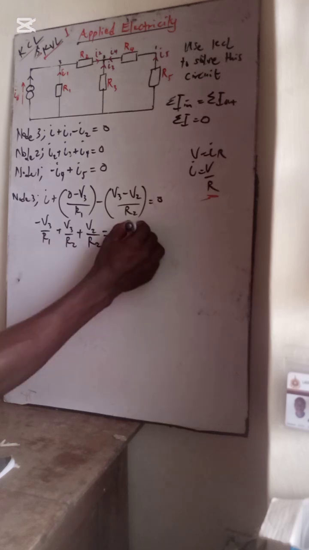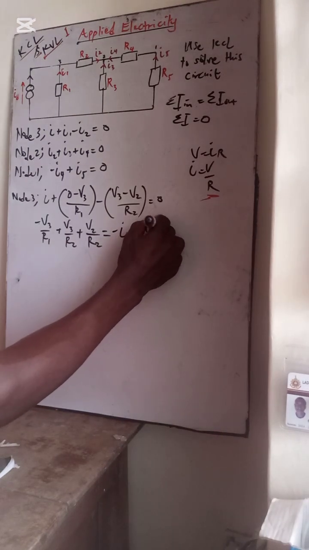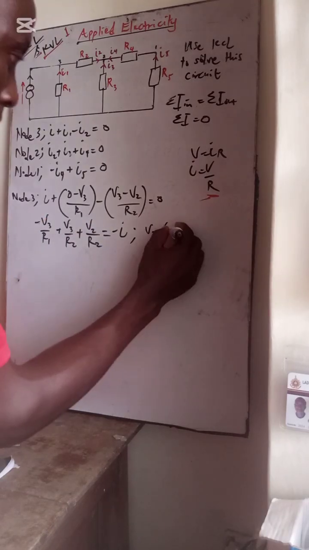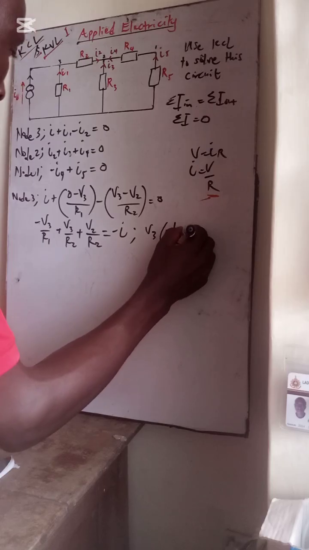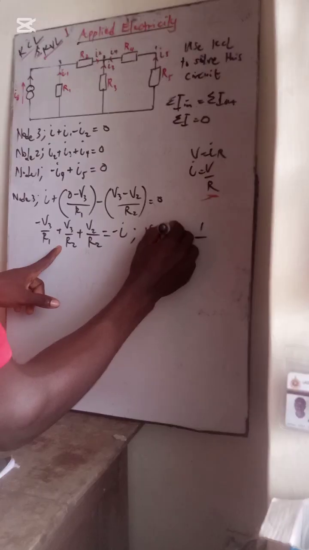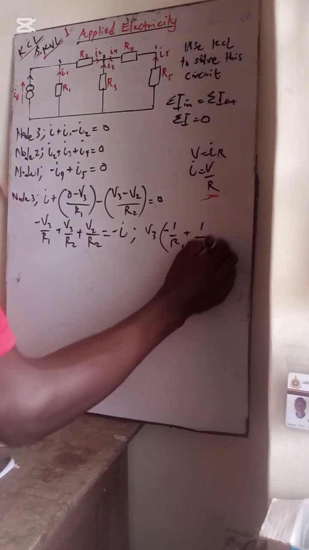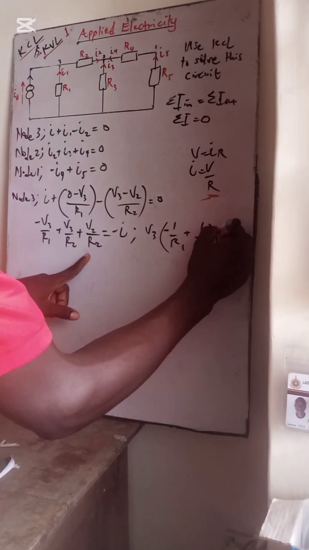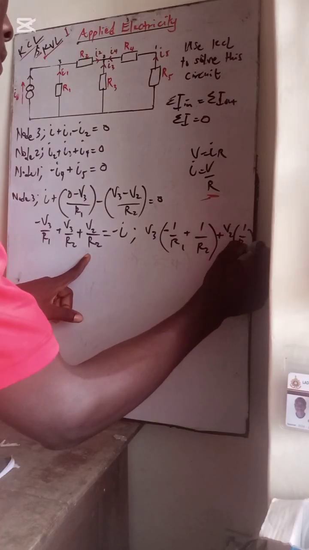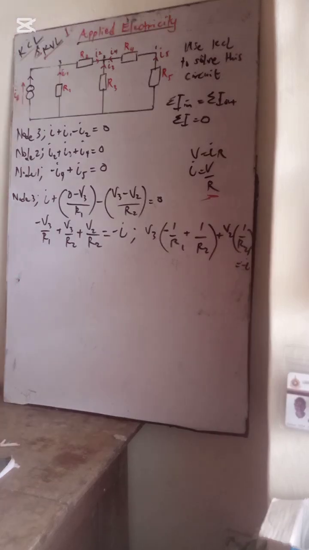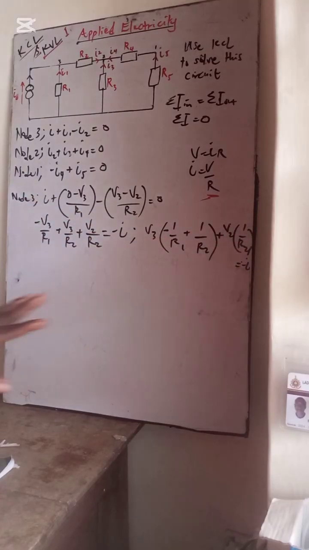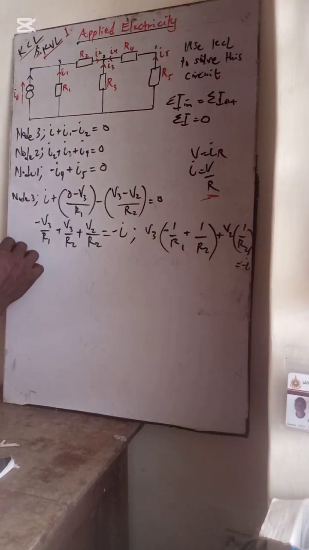We have V3 into brackets minus 1 over R1 rather, then plus 1 over R2. So you close your brackets, then you have plus V2 into brackets 1 over R2. That one is equals to what? Minus I. So you can see that. So when you want to pick V3, you just pick this for the matrix and pick this also for the matrix. Do you get? So let's take node 2 now.